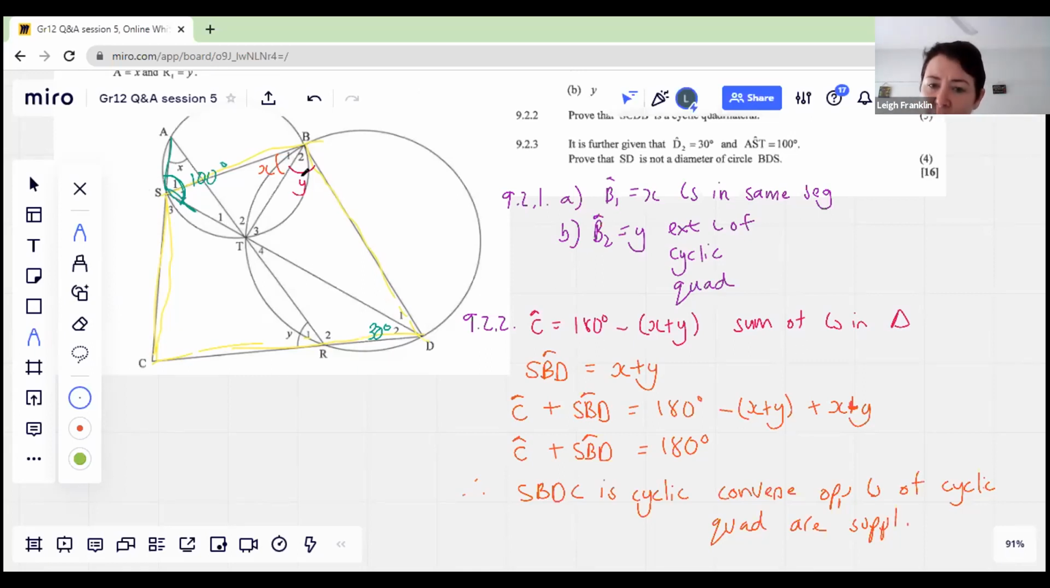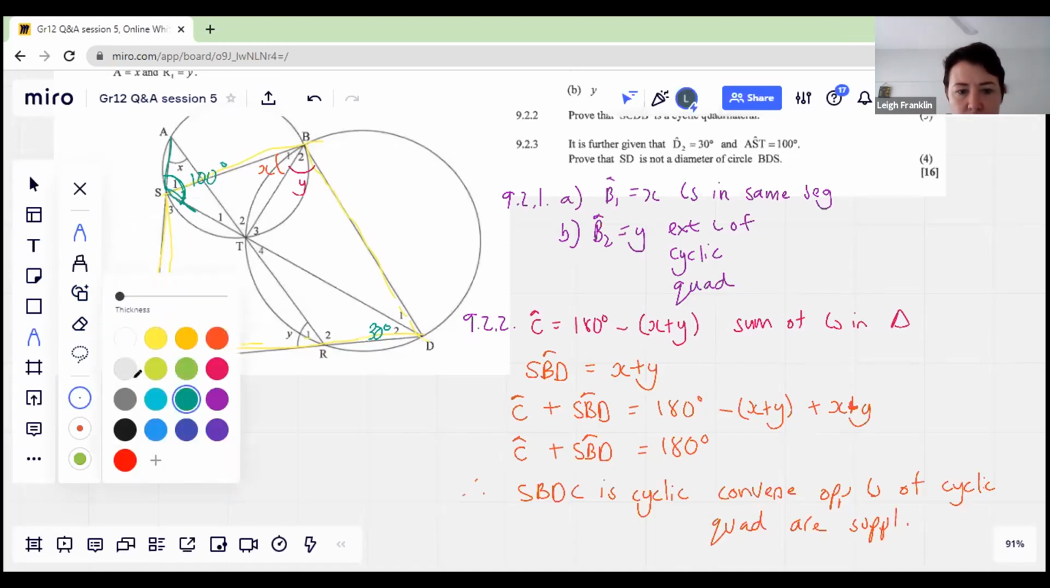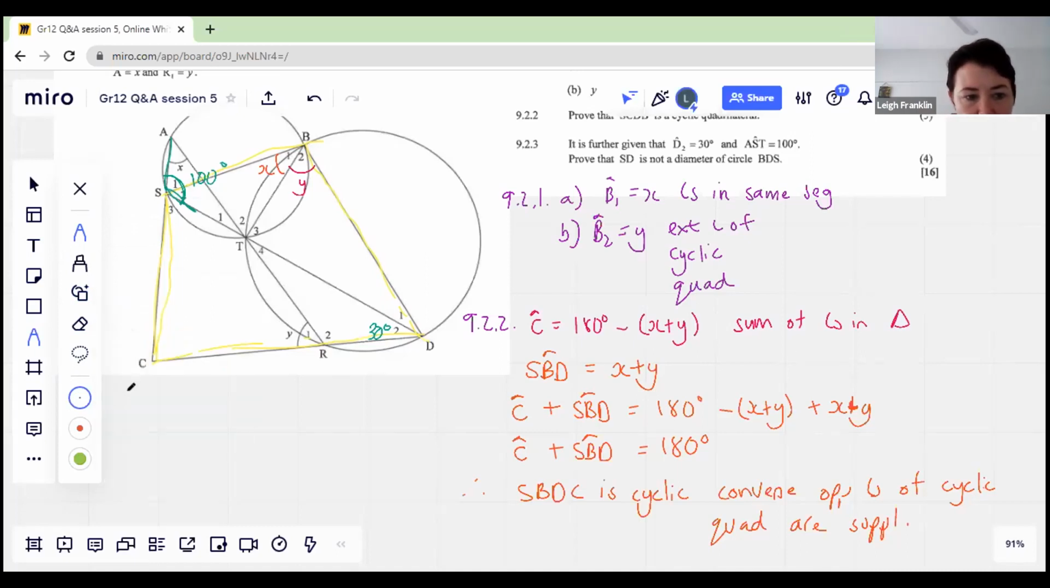Does that make sense to everybody? Is that thumbs up? Is that okay, Matrix? Does it make sense to you? Good. So what we're trying to do is work out how big X plus Y is. Let's have a look at what we've got.